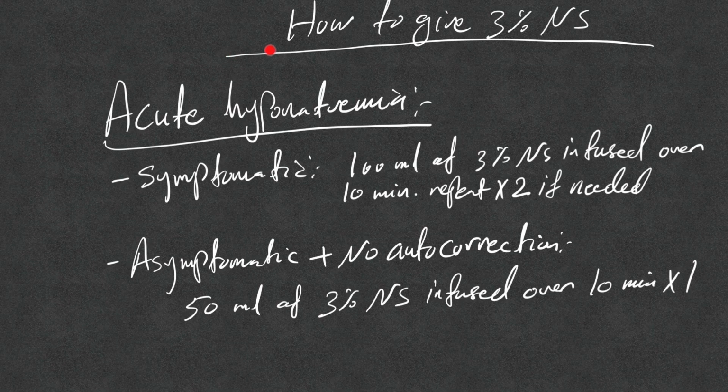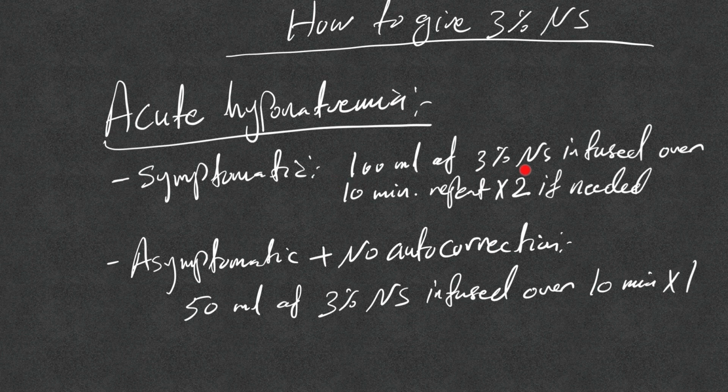Now, how do we give the 3% normal saline? In acute hyponatremia, we said symptomatic of any kind of symptoms, we give 100 ml of 3% normal saline infused over 10 minutes and repeat times 2 if needed. Remember that we can give it through peripheral line. We don't need central line to do that. Now, what do I mean if needed? Until symptoms resolved or at least significantly improved.